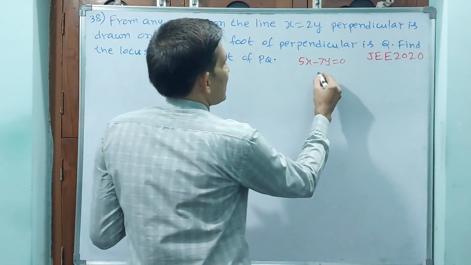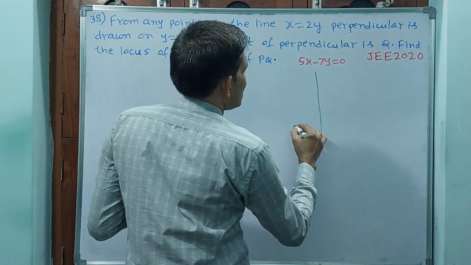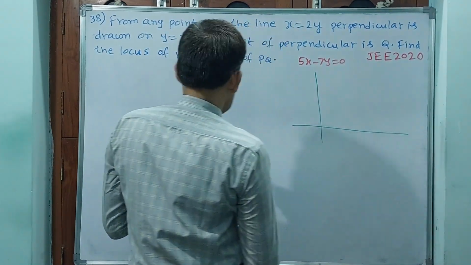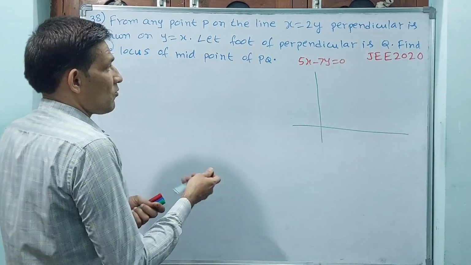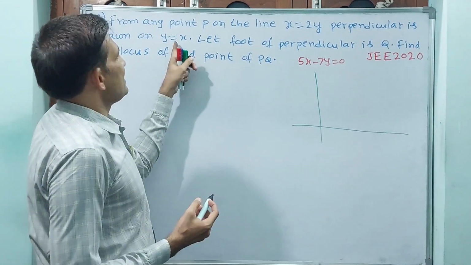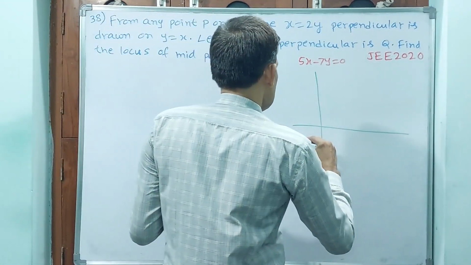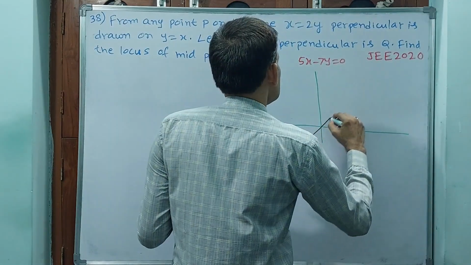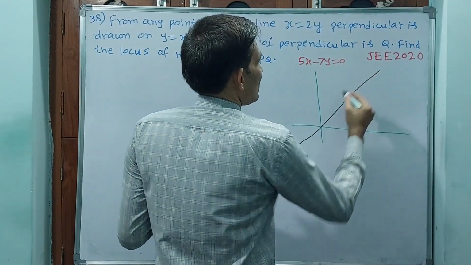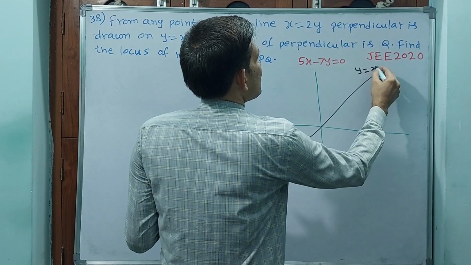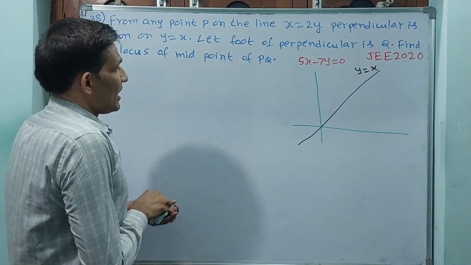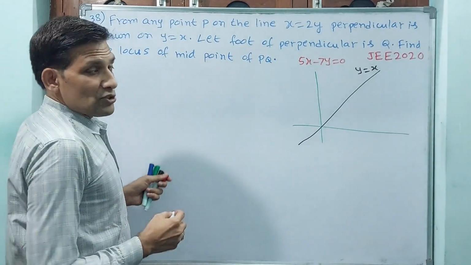Let me draw this figure first. Observe carefully how I am drawing this figure. See, one line is y is equal to x. That means simply this goes at 45 degrees. Okay, this is y is equal to x. That's all. Another line is x is equal to 2y.